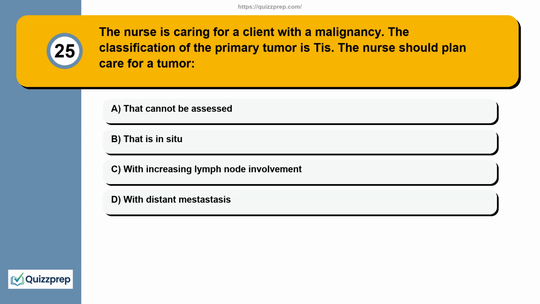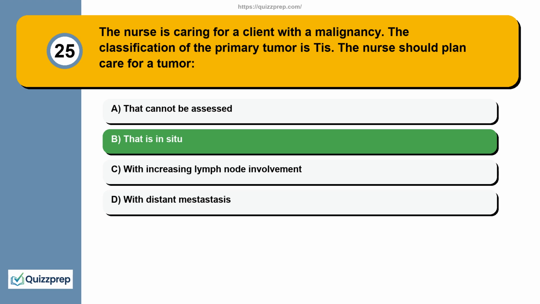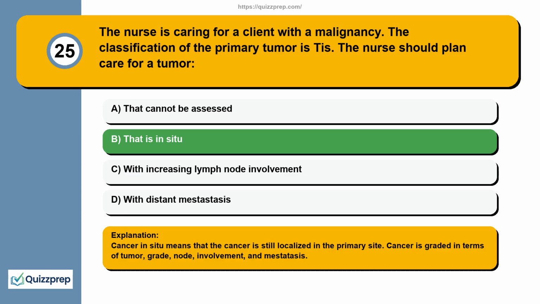Question 25. The nurse is caring for a client with a malignancy. The classification of the primary tumor is TIS. The nurse should plan care for a tumor that cannot be assessed, that is in situ, with increasing lymph node involvement, with distant metastasis. Cancer in situ means that the cancer is still localized in the primary site. Cancer is graded in terms of tumor, grade, node involvement, and metastases.